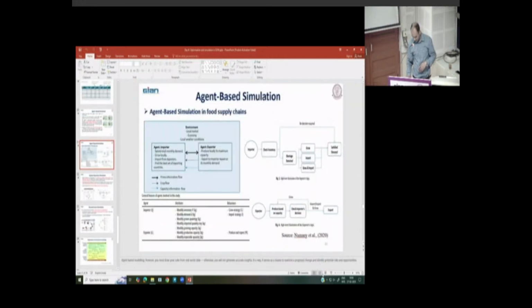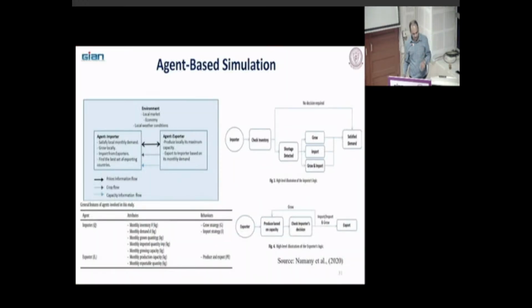Yeah, so this is an example of agent based simulation. This is based on the food grain supply chain. What is happening here is the importer is from the Middle East and they import the food grain from the exporter, an Asian country, India, and so on. What are the features of this importer? The importer means the countries that import food grain. They want to satisfy the local monthly demand, grow locally as well, import from the exporters and find the best set of exporting countries. So these are some of their objectives.